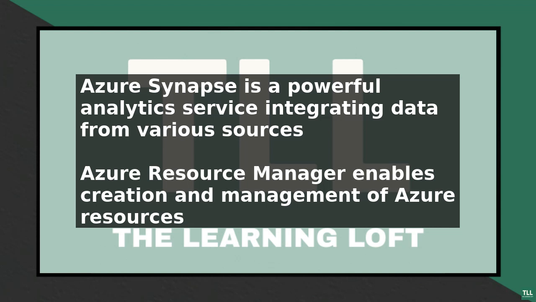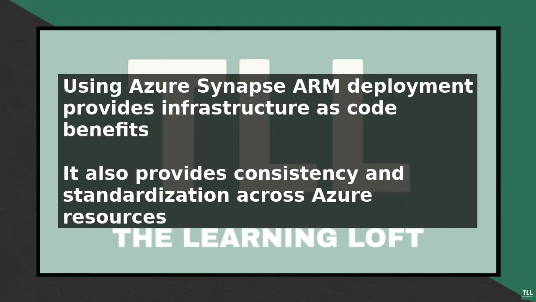Key concepts and benefits. Using Azure Synapse ARM deployment provides several benefits, including infrastructure as code, which allows you to manage and version your infrastructure resources in a consistent and repeatable manner. It also provides consistency and standardization across your Azure resources, which is crucial for large-scale deployments. Additionally, ARM templates allow you to automate the deployment of Azure resources, which saves time and reduces the risk of human error.